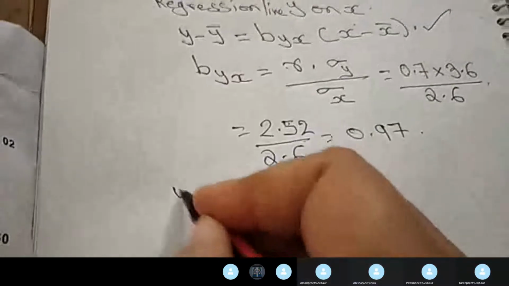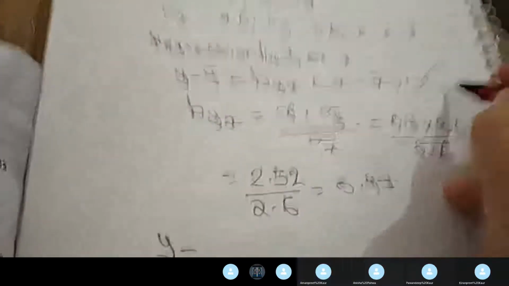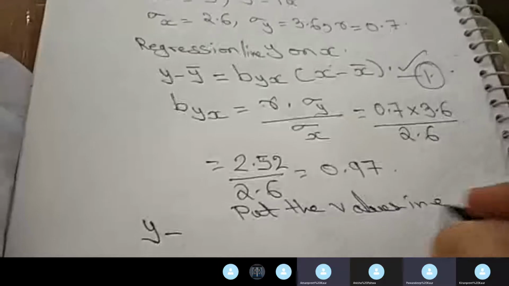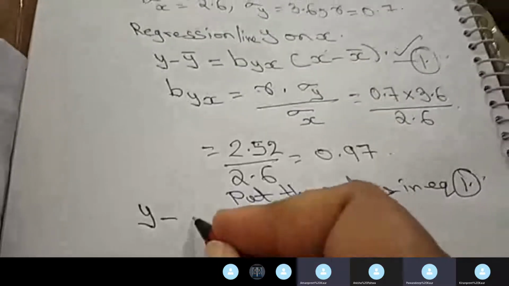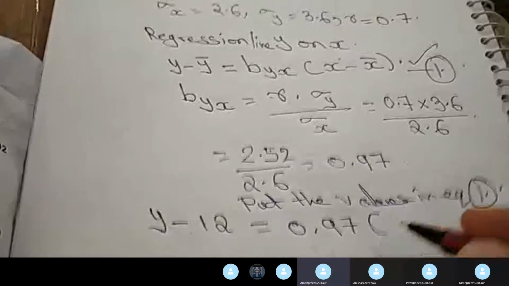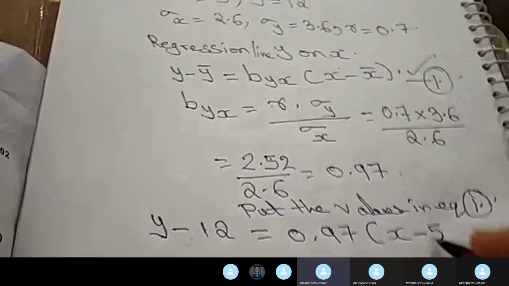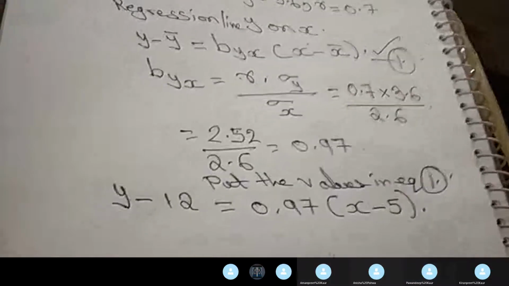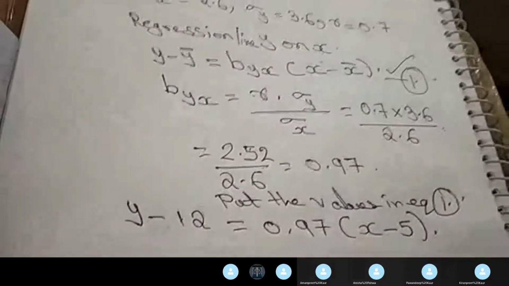Yes, ma'am. Okay. Let us put these values in this equation. You can name it as equation number one. Put the values in equation one. Y minus, what is the value of y bar? 12. Y minus 12 is equal to 0.97 into x minus 5. That's all. We have found the regression line y on x. Any doubt? Ma'am, samajh mein nahi aaya.